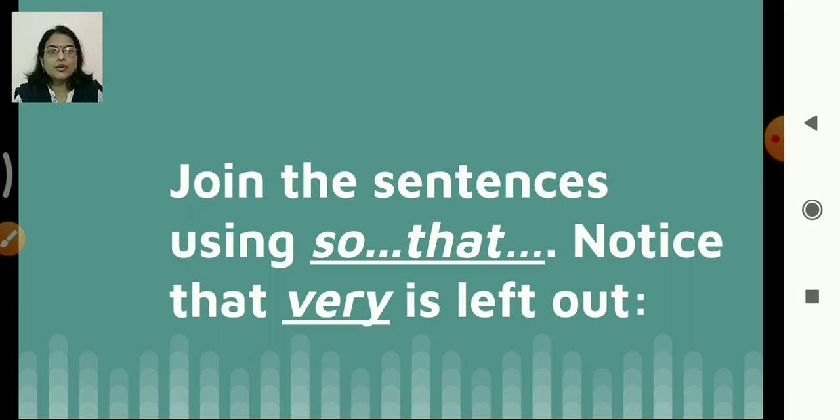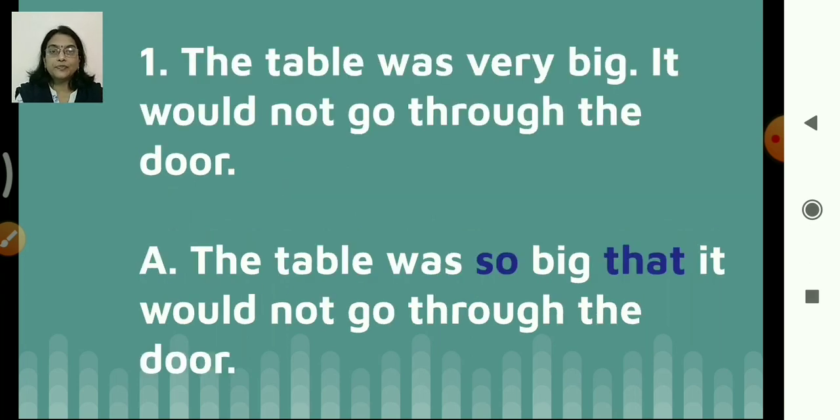Now let's see actually what it is. Here the question is, the table was very big. It would not go through the door. So two sentences. What is our work? We have to join them. How to join them? We have to use so that. So dot dot that. That means after writing so, we'll have some words and then we'll have that. And it was said that notice that very is left out.